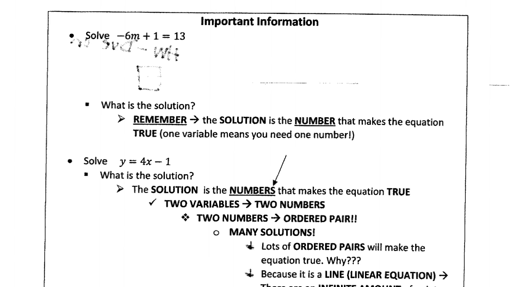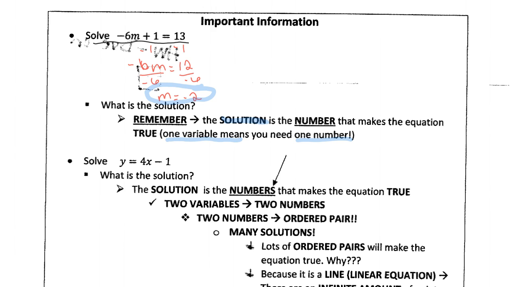Okay, so 4.2 is all about determining if a given ordered pair is actually a solution to the equation given. But let's first start by reminding ourselves how to solve. So I want you to take a moment and solve this equation, okay? So hopefully you got m is equal to -2. So this -2, that's a solution. And remember, a solution is the number that makes the equation true. One variable means we need one number.